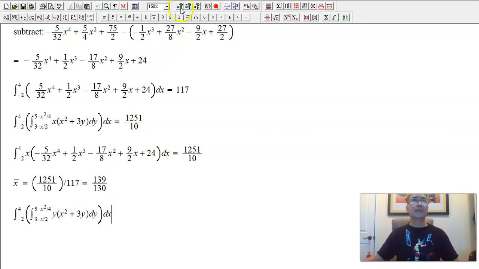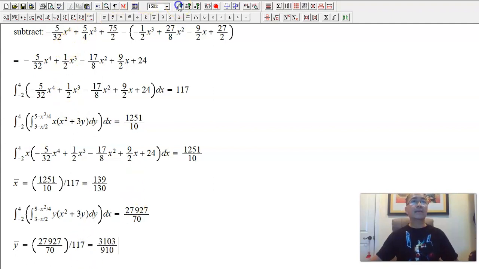Of course we're going to get something very different. Wow, we're going to get that. And if you want y bar, I guess I can just copy that, turn that x into a y. Then we take this answer and divide by our 117.